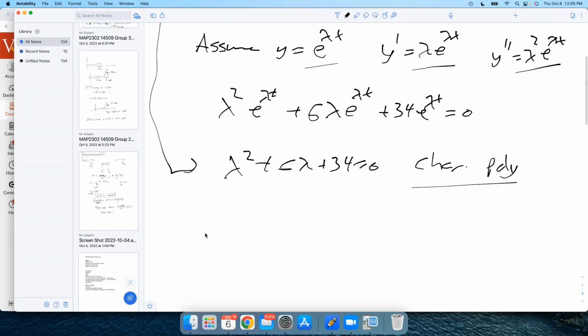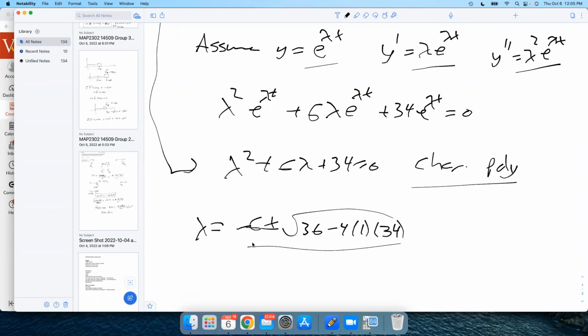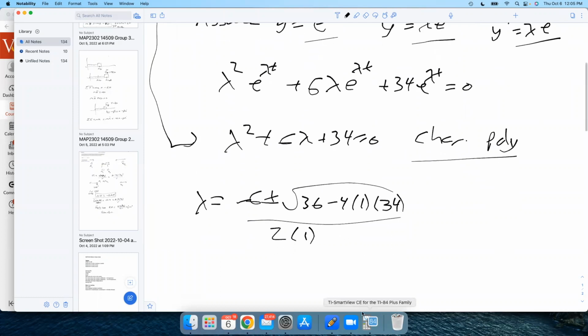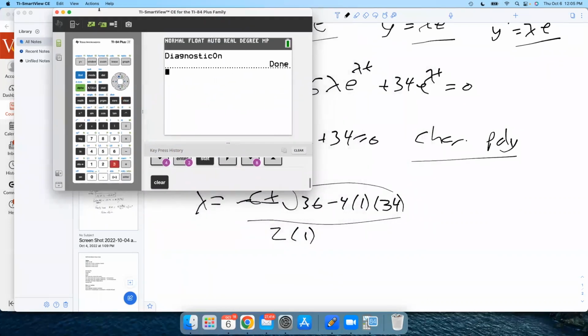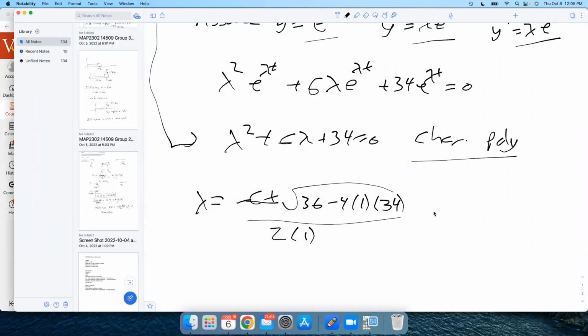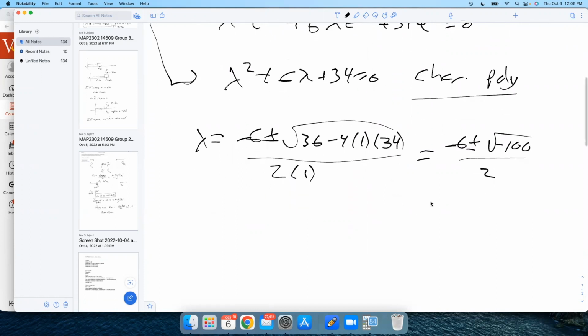Okay, we're going to need quadratic formula for this. So lambda is opposite of b plus or minus square root of b squared minus 4 times a times c all over twice a. And I don't know what it is. I'm just going to type it in here. So 36 minus 4 times 34, -100. These are usually picked so that you get perfect squares underneath there, but not always. So that's -6 plus or minus 10i over 2. And we got to split up that 2. So -3 plus or minus 5i.